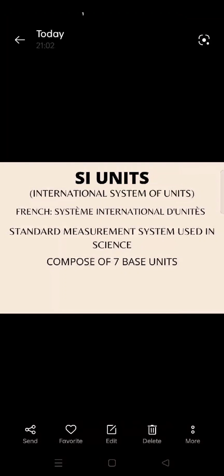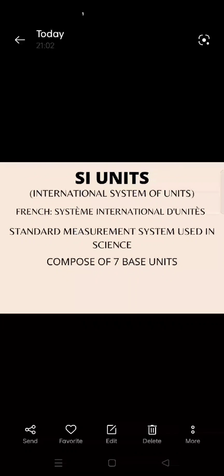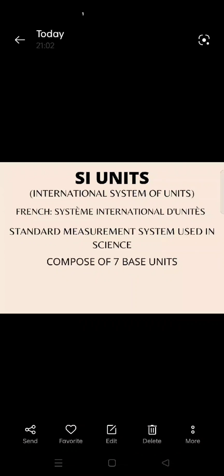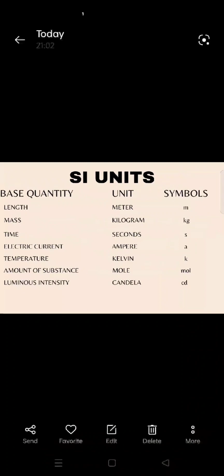So, what is SI units? The SI units is a standard measurement system used in science. It is called International System of Units, in French, Système International des Unités. It is composed of 7 base units. So here are the base units. The base quantities are length, mass, time, electric current, temperature, amount of substance, and luminous intensity.